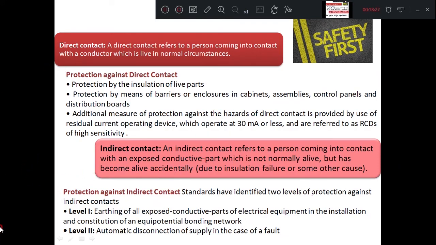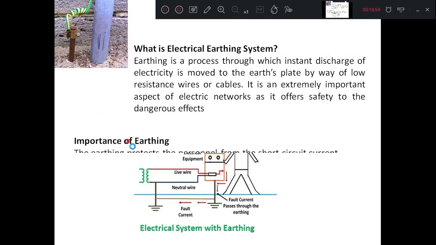Then you have to protect the human being from these two, direct contact shock and indirect shock. In the case of direct contact, there is protection by insulation of live parts and protection by means of barriers. In the case of indirect contact, we have two levels of protection. One is earthing of all exposed conductive parts, and level two is automatic disconnection of supply in the case of a fault. Based on this, we are designing.